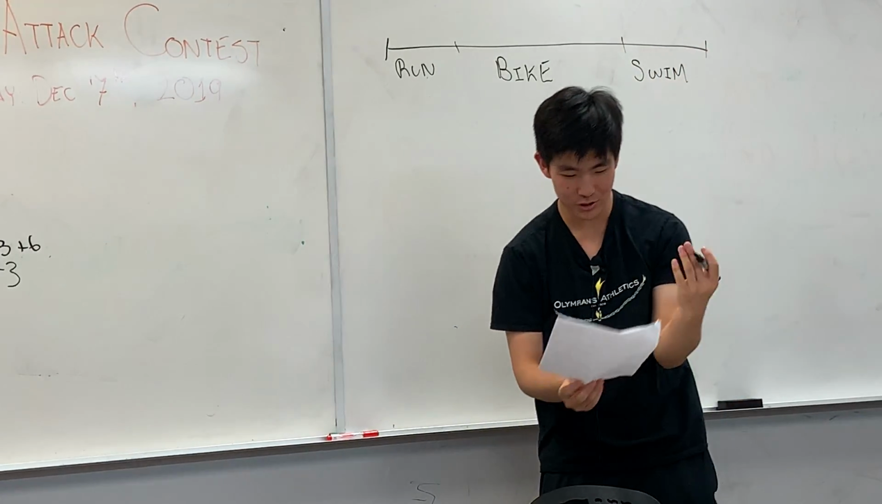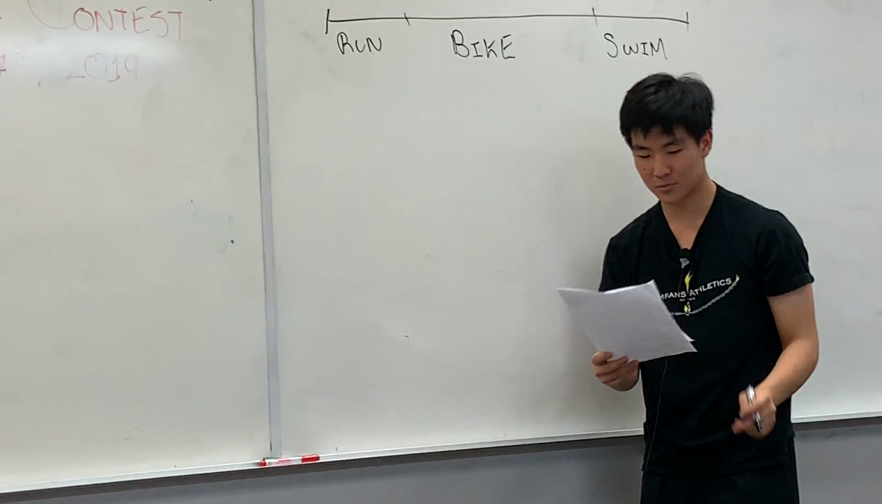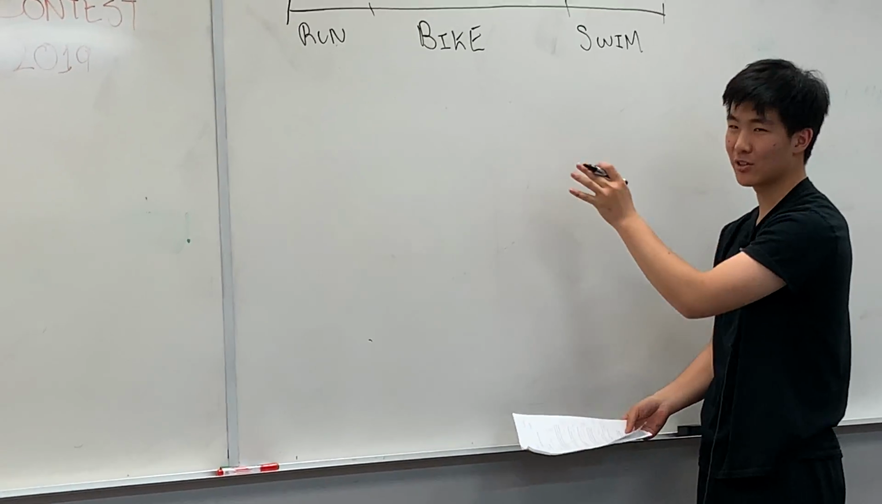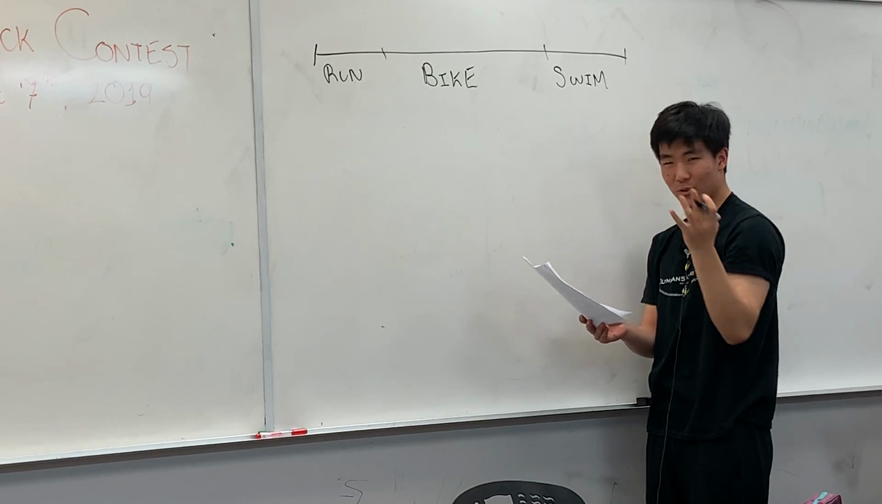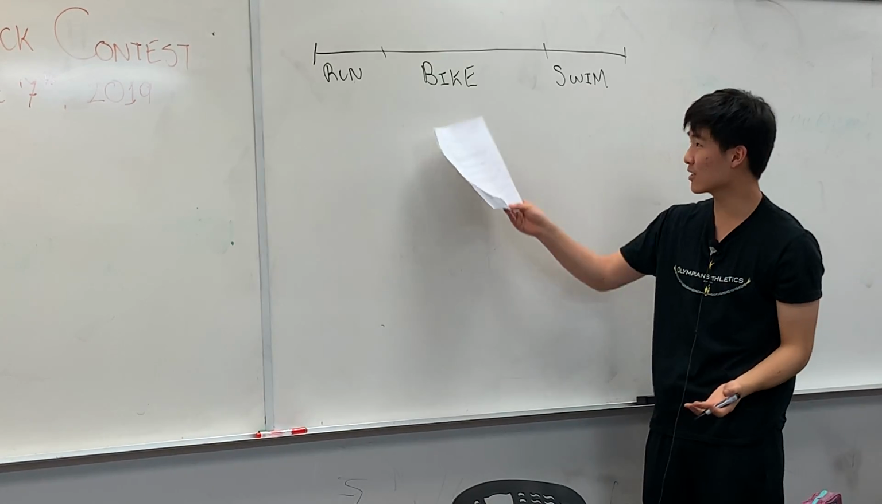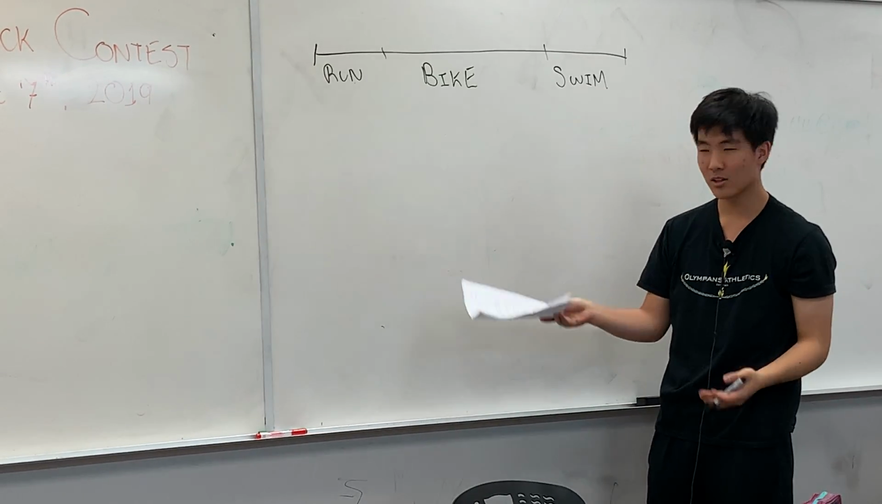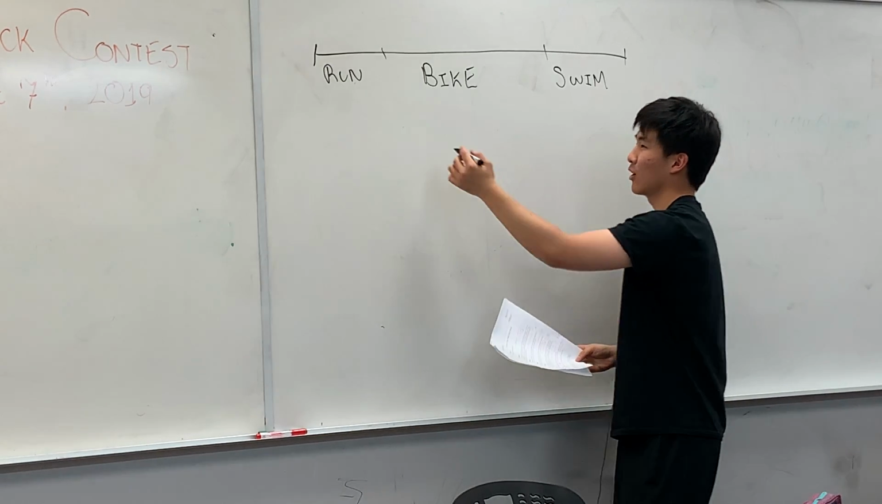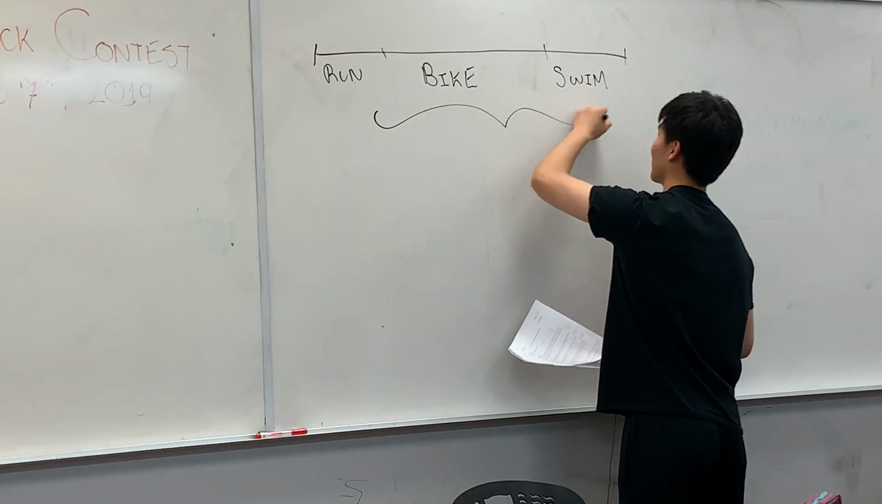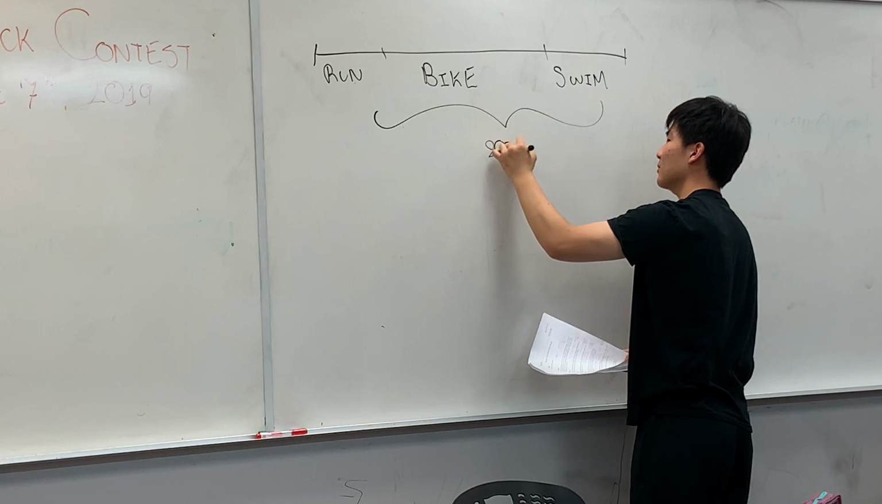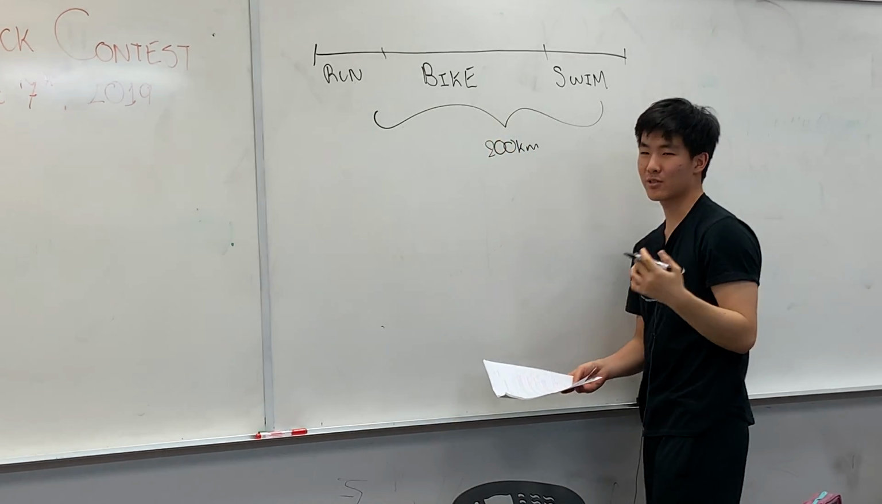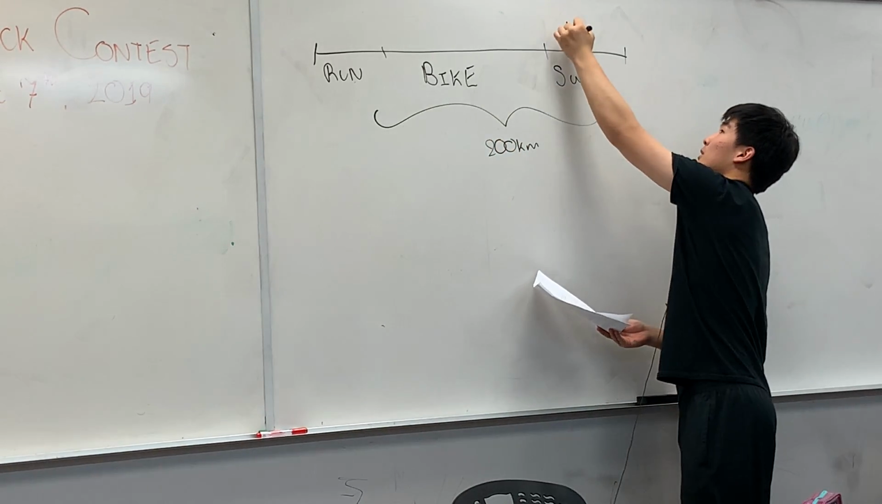There's nothing in the question that cares about the order, so we're just gonna do them separately in this order. So what we first want to know is, what are the lengths of each of these sections? Well, what we know, the total length is 200 kilometers. So the entire thing is 200 kilometers. And the swimming part is 40 kilometers.